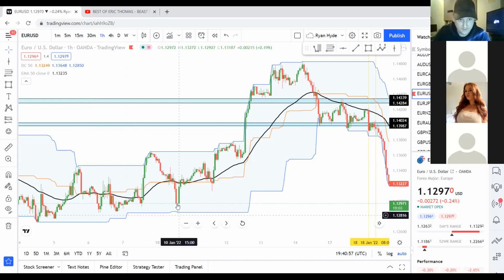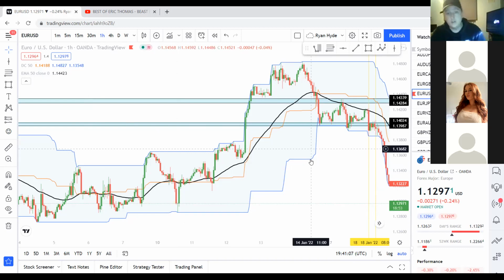And you can see that when price comes down, it wicks down, and where does it wick down to? That blue line. So you can really use those lines to help mark up your support and resistance. And then obviously the EMA 50 is this thick black line that runs through the middle of the price.